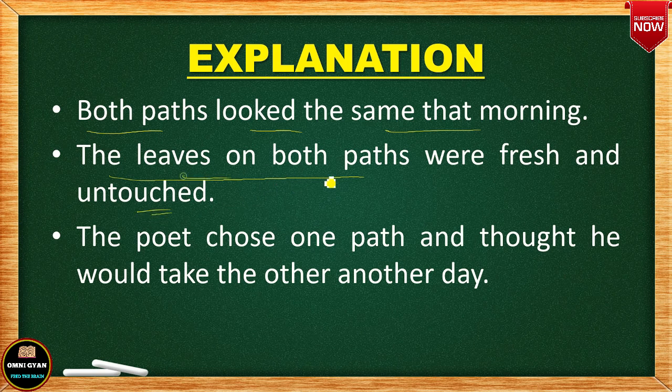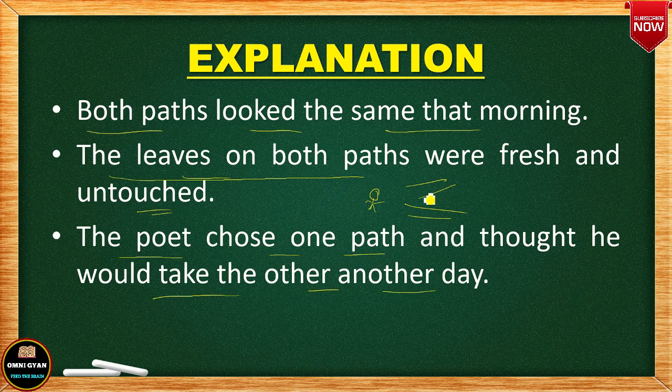So the leaves on both paths were fresh and untouched. That means we can say that the poet was the first person to enter the forest. Okay, that morning. So the poet chose one path and thought he would take the other another day.